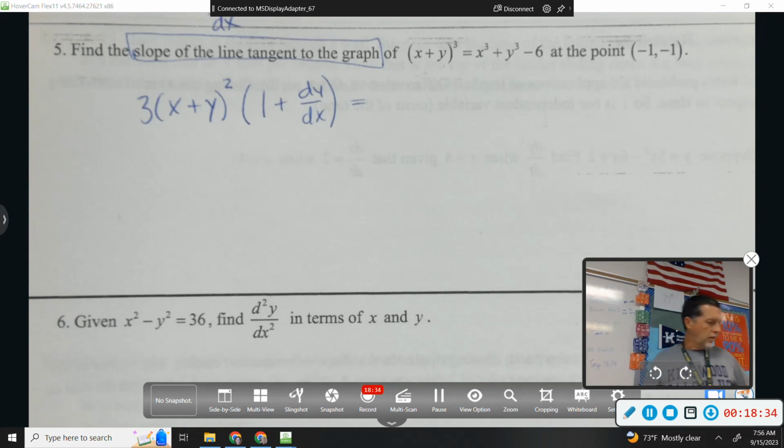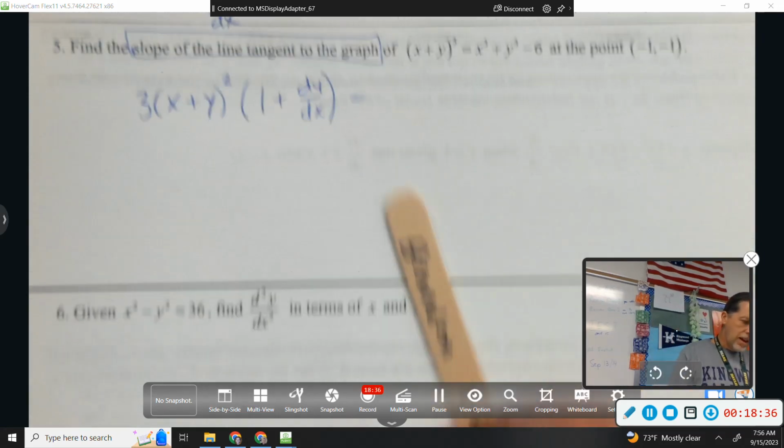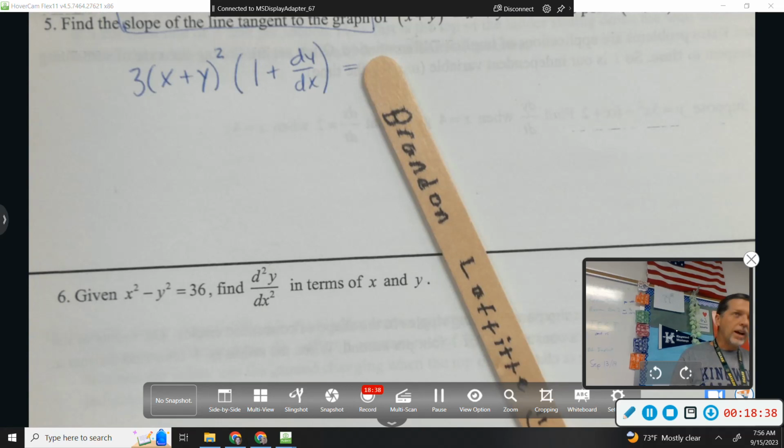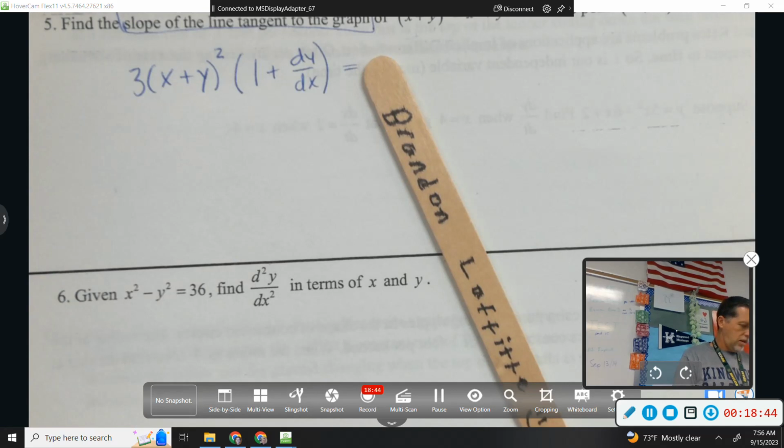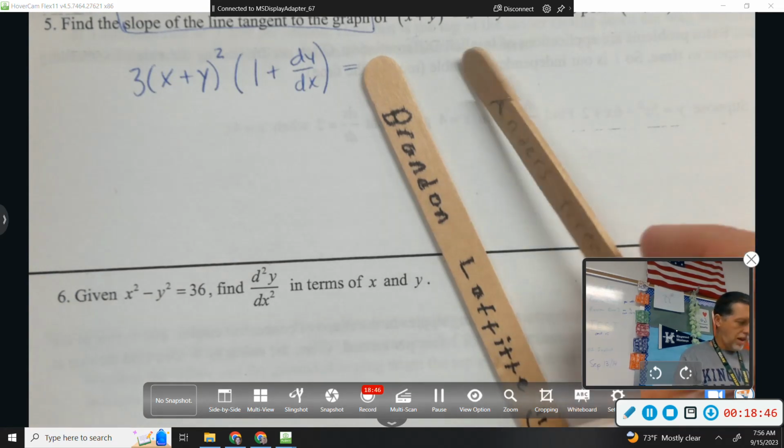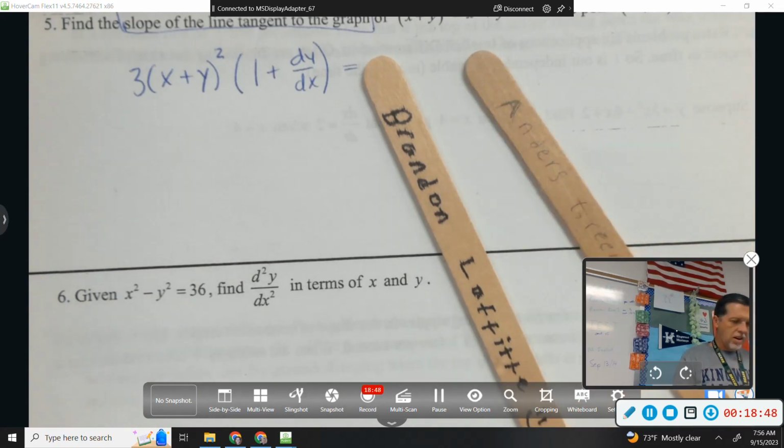So already the algebra is going to be kind of ugly on the left-hand side. On the right-hand side, look at this. I get to pull all kinds of popsicle sticks today. Looking around, no Grenier. Anders is here. Kylie's here.